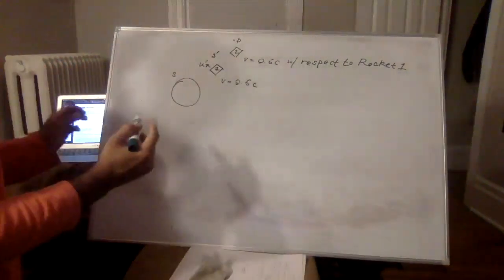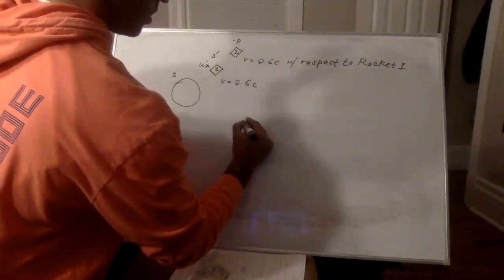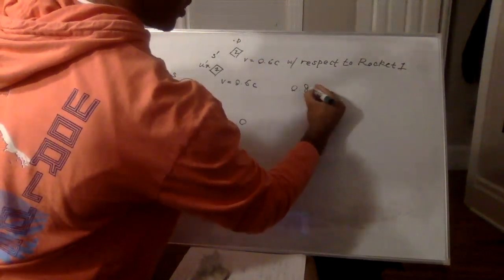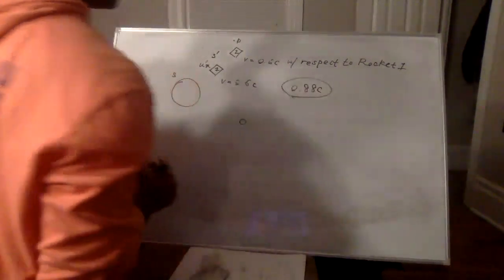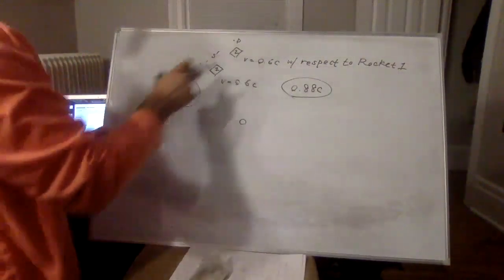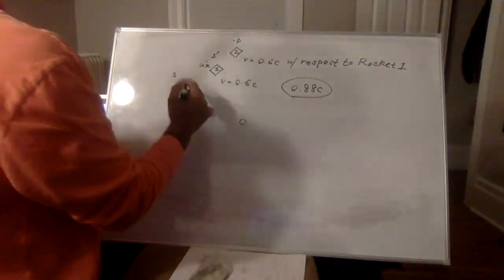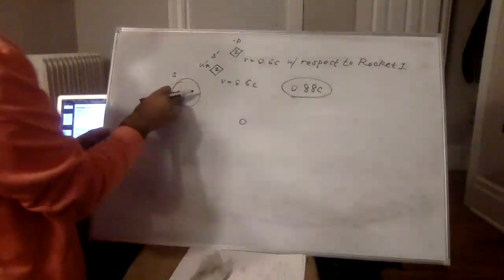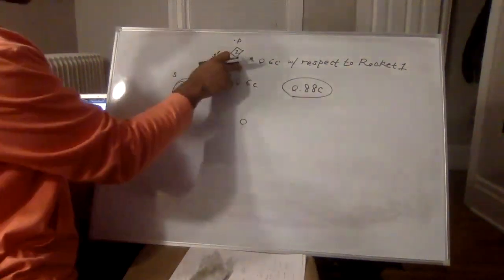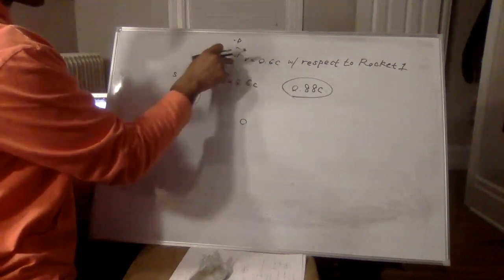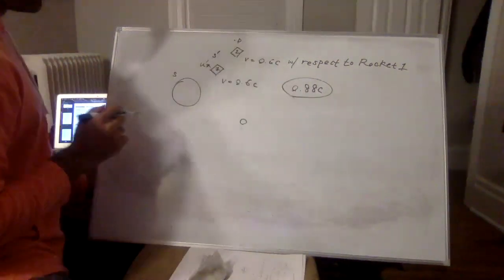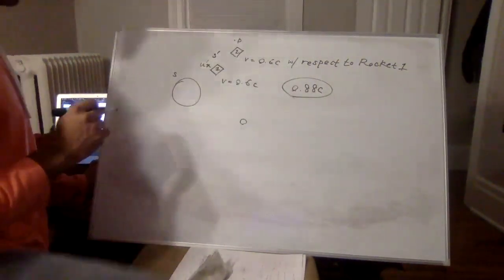think about a person. Remember our answer is 0.88c, meaning that rocket 2 is moving at 0.88c to someone who is observing on Earth. So if someone on Earth is observing how fast rocket 2 is moving, they would record rocket 2's speed to be 0.88c. Now notice how that's different from Galilean transformations.